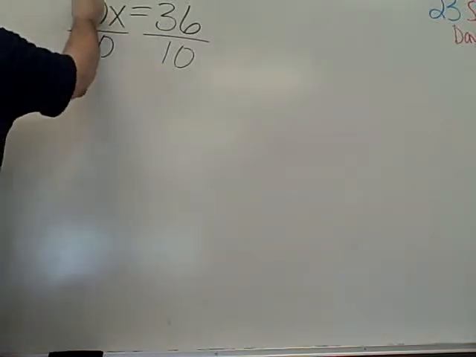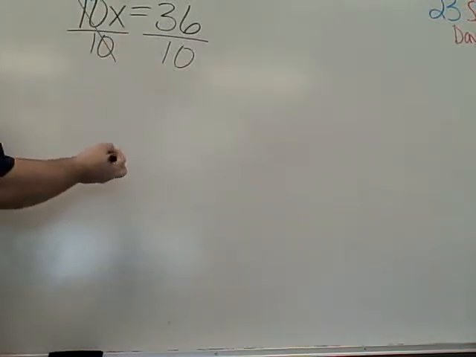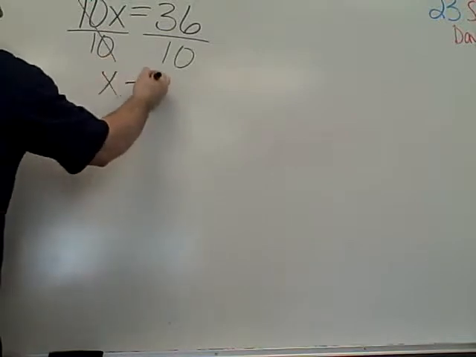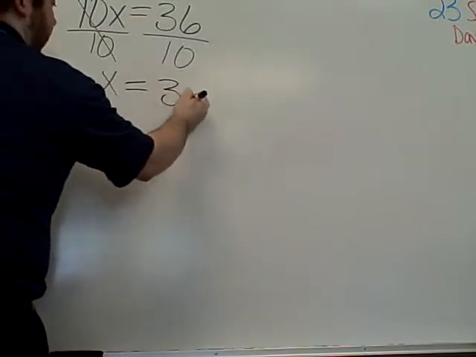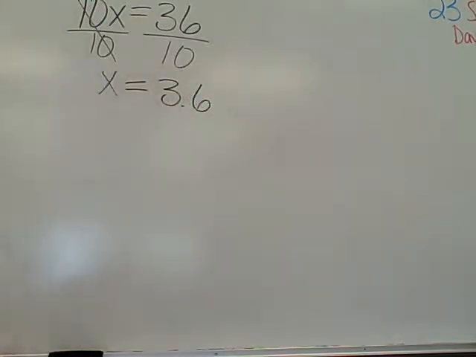10 divided by 10 is? 1. So we're just going to leave it as x. And then 36 divided by 10. What is my shortcut? Everyone should know how to do this. If I'm dividing by 10, I just do what? Move the decimal point one place to the left. Okay? Does that help? Yeah.